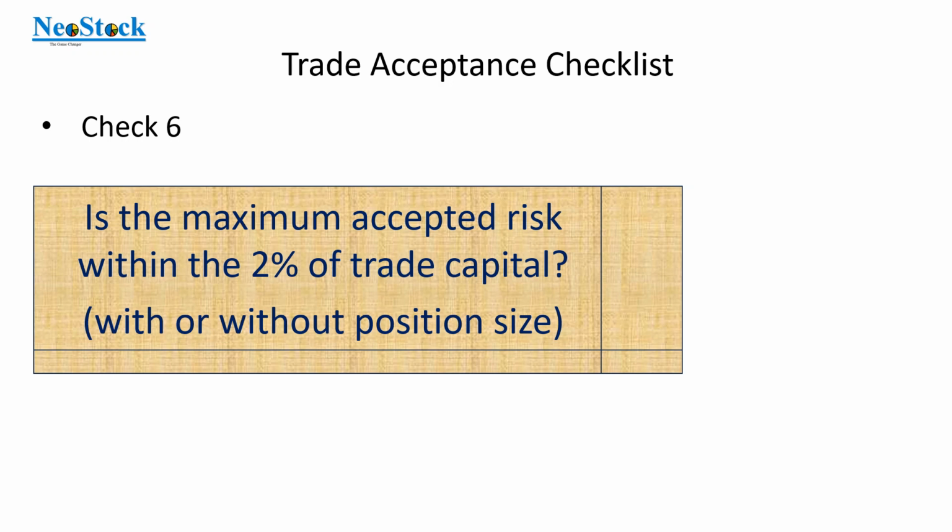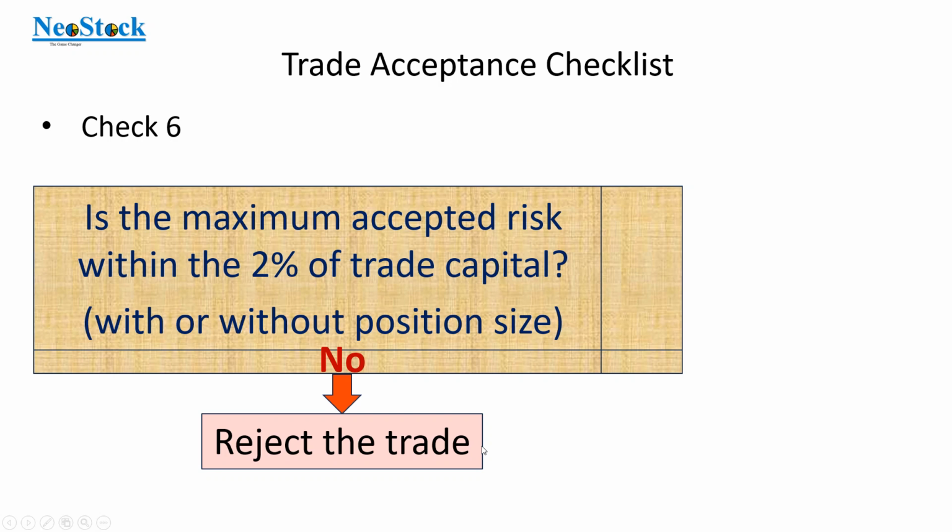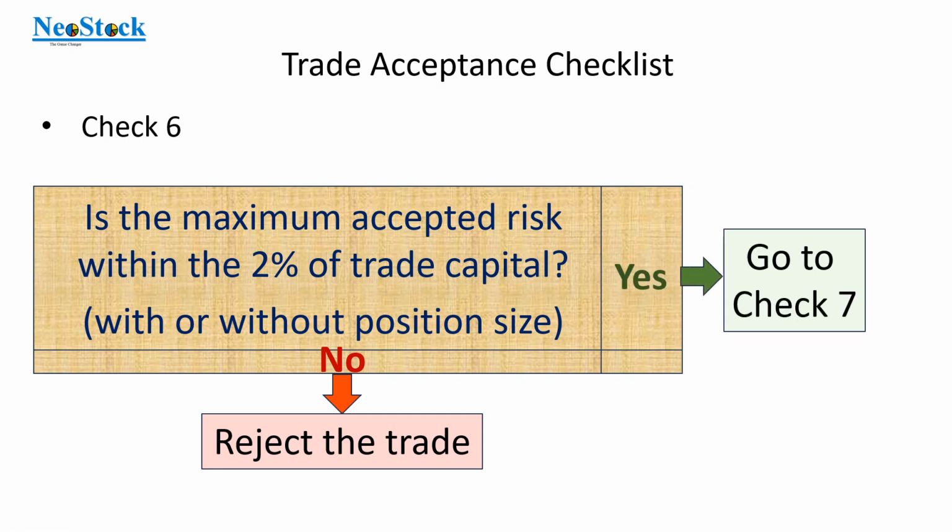But if the risk is less than 2%, how you achieved less than 2%? Maybe by doing position size, or even without doing position size also you achieved. Whatever the way you achieved, but your risk is less than 2%. If that is the case, you can proceed further. That means if the answer is no, reject the trade. If the answer is yes, proceed further with checklist number 7.